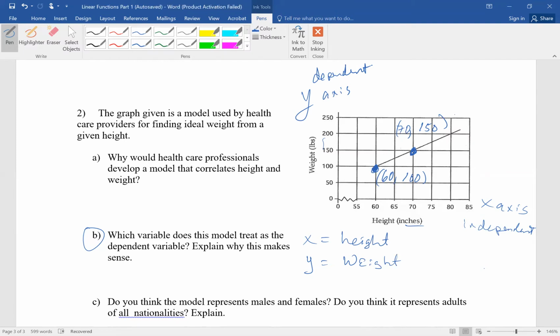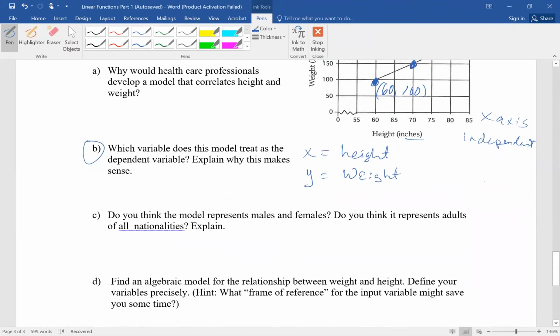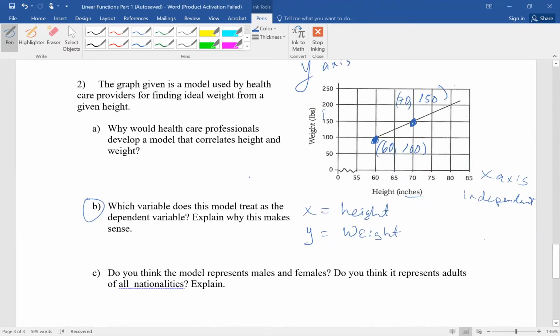And again, if I were going to give an exact answer, why would they develop a model? So that they can make decisions based on a person's weight or height, knowing one without the other. That's probably what I would say. Now, down in part C, do you think the model represents males and females? And do you think it represents adults of all nationalities?